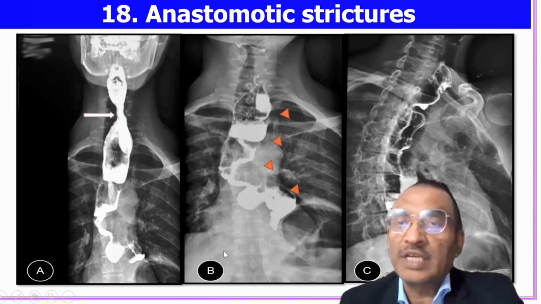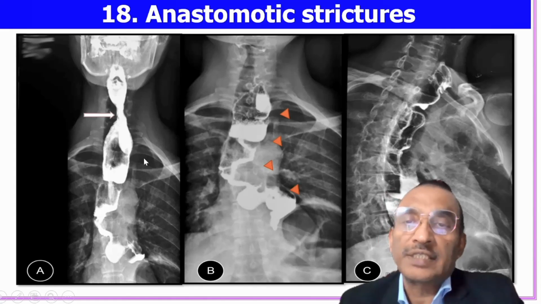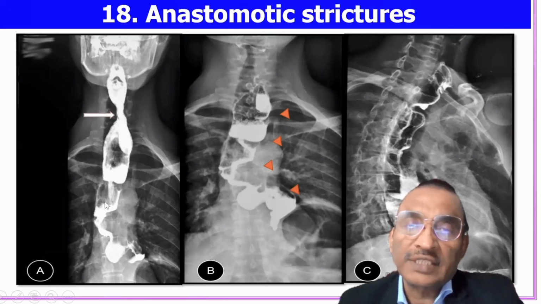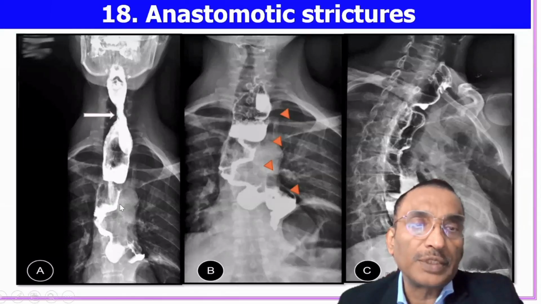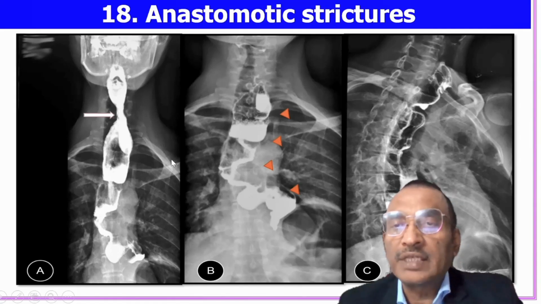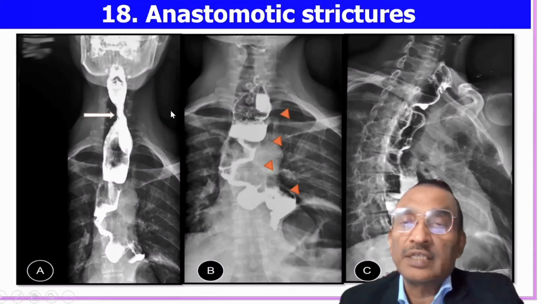This you can make out is a contrast swallow study. This is very irregular. This is a neoesophagus, and you understand the neoesophagus can be made of either a gastric pull-up tube or colonic interposition. Here it looks like a gastric pull-up has been done, but at the anastomotic site there is a stricture which is reasonably tortuous and reasonably long.